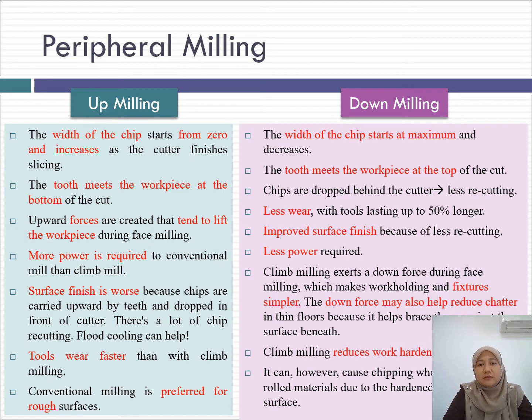On the other hand, in down milling, the width of the chip starts at maximum thickness and decreases to a thinner point. The tooth meets the workpiece at the top of the cut. Just now it was at the bottom of the cut; now from the top. Chips are dropped behind the cutter. Less recutting. Less wear, with tools lasting up to 50% longer. Improved surface finish because of less recutting. Less power required as compared to up milling.